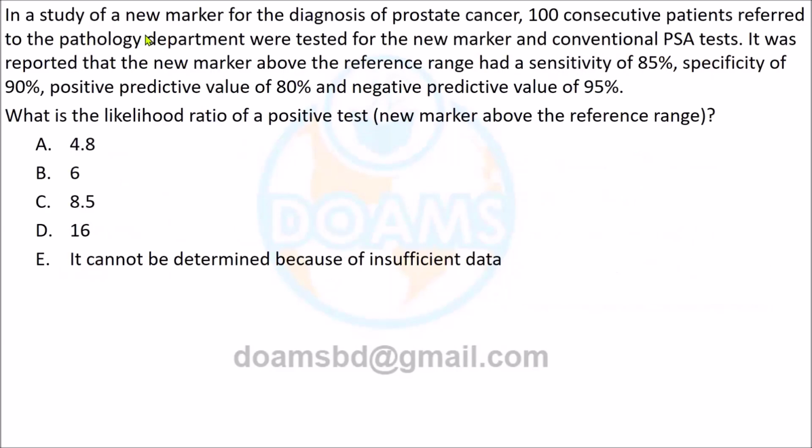In a study, who will read? Dr. Rita, please, can you read now? Yes, sir. In a study of a new marker for the diagnosis of prostate cancer, 100 consecutive patients referred to the pathology department were tested for the new marker and the conventional PSA test. It was reported that the new marker above the reference range had a sensitivity of 85% and specificity of 90%, positive predictive value of 80% and negative predictive value of 95%. What is the likelihood ratio of a positive test? A positive test means they have set the new marker above the reference range.